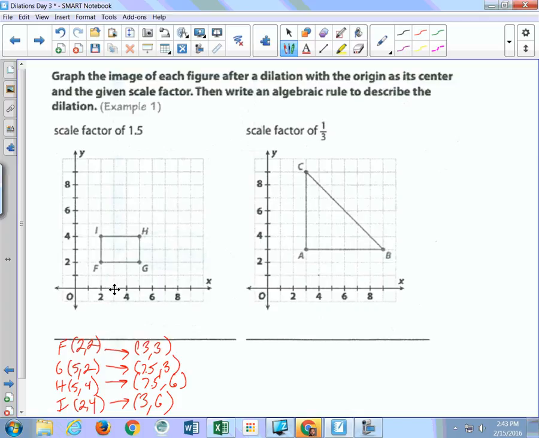3, 3. 7.5. Just go to 7, then go halfway between 7 and 8, and then go up to 3. 7.5, 6. So 7.5, go up to 6. And then 3, 6. Connect your dots.